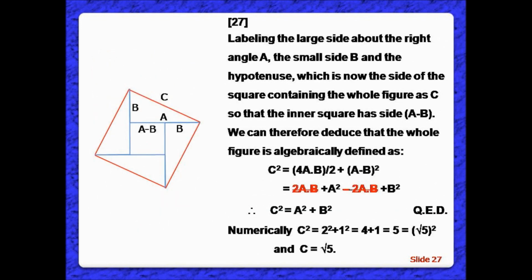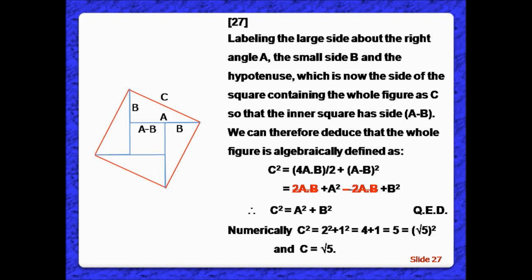Labelling the larger side about the right angle A, the small side B, and the hypotenuse, which is now the side of the square containing the whole figure, as C, the inner square has side A minus B. We can therefore deduce that the whole figure is algebraically defined as C squared equals 4AB divided by 2 plus (A minus B) all squared, which is equal to 2AB plus A squared minus 2AB plus B squared. So the 2AB's cancel to give us C squared equals A squared plus B squared, QED.